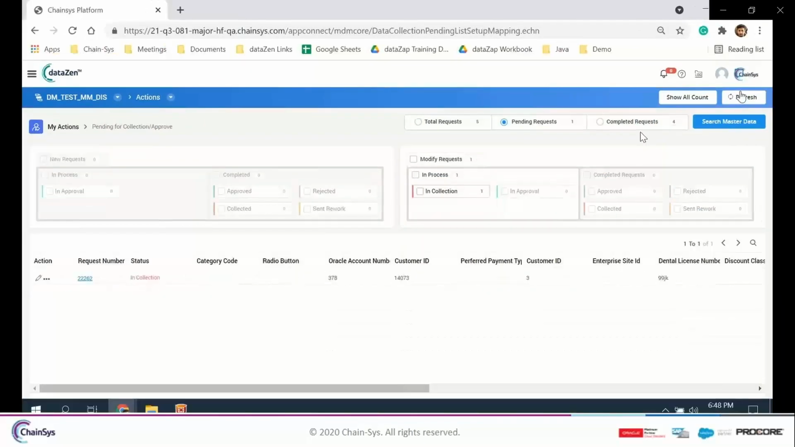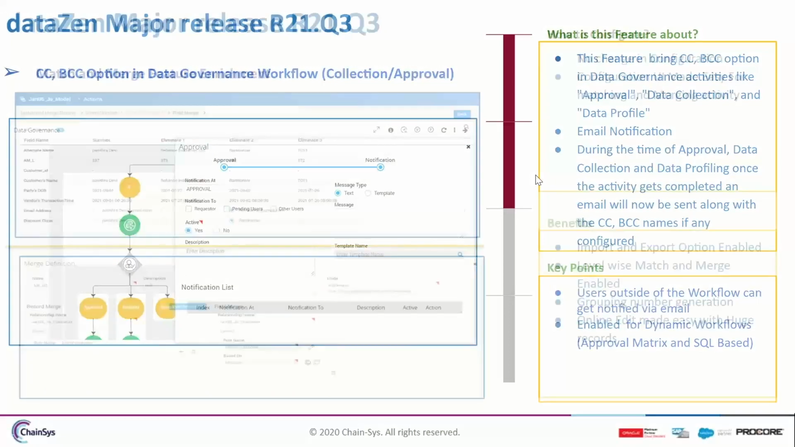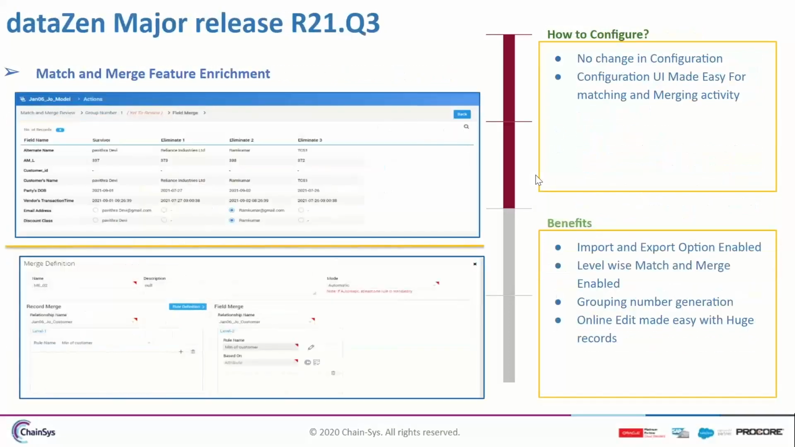And there are a few key takeaway points in this. Number one, the import export option is there. We can do both online and offline, and the level-wise match and merge is enabled. Grouping number is there, and it's ease of use. The UI is there within us today. We can start using that, and quickly we'll move it.